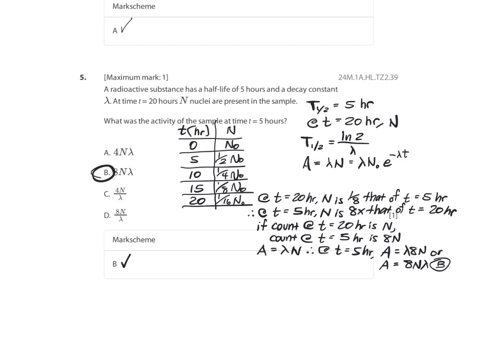So the equation for activity is A is lambda N, or lambda N naught e to the negative lambda t. My first instinct was to solve for lambda, which we can do since we know the half-life, but all of the answers are in terms of lambda, so we don't have to solve for lambda here. We just have to realize that at 5 hours, the count is 8 times what it is at 20 hours. So the activity is lambda N, where N is 8 times, so it's 8N lambda, which is B.